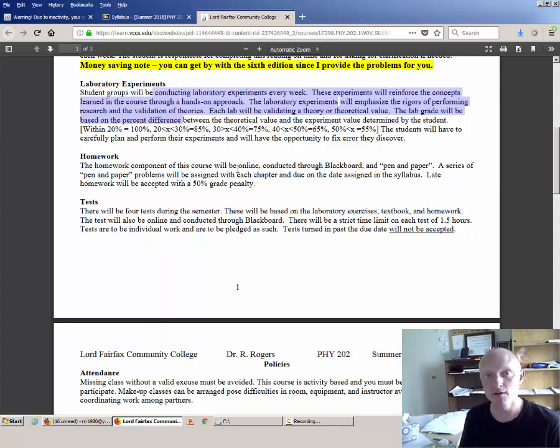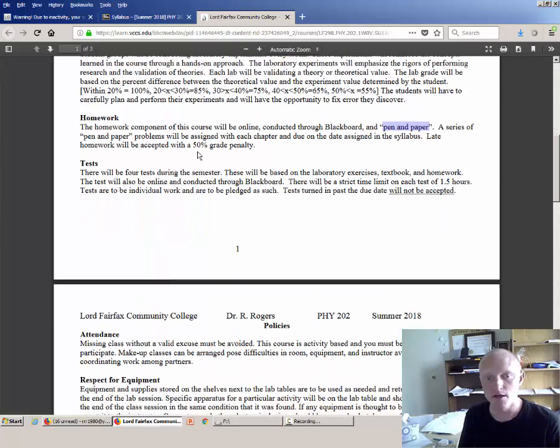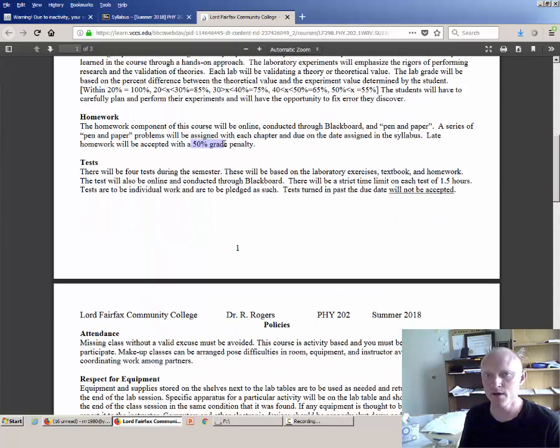Homework: we have 2 flavors of homework in this class. We have 10 online problems, which are just multiple choice, and you will have 2 attempts for those. We also have some pen and paper homework, which is the more traditional type of thing that you would solve in a physics class. I do accept late homework, but with a heavy grade penalty because you do not want to fall behind. We go so fast in a 10-week course.